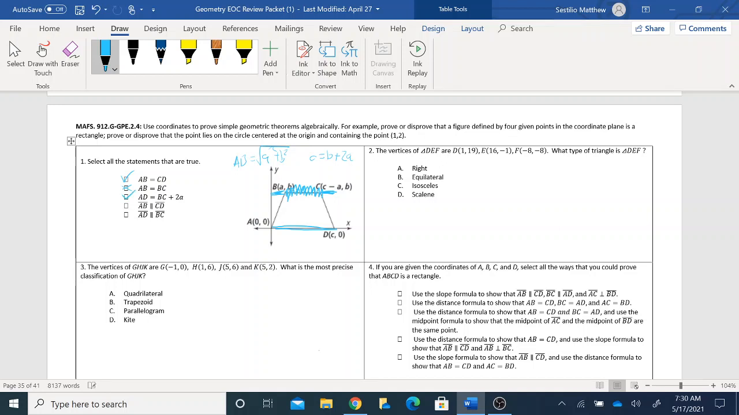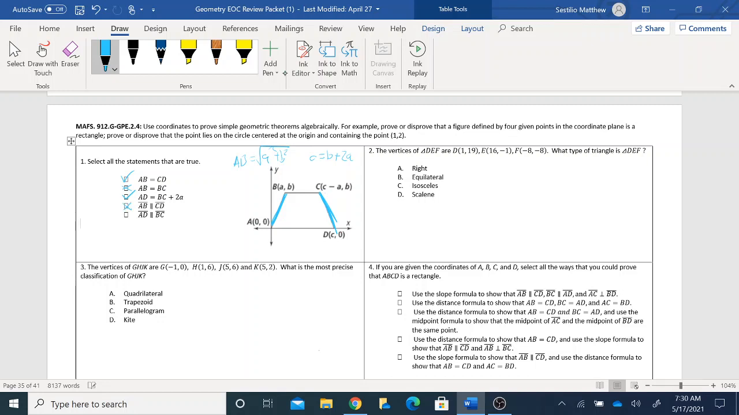AB is parallel to CD. Well, hopefully that makes sense. This is not true because this one's pointing this way. This one has a positive slope, this one has a negative slope, and parallel lines or line segments have the same slope, so not this one.